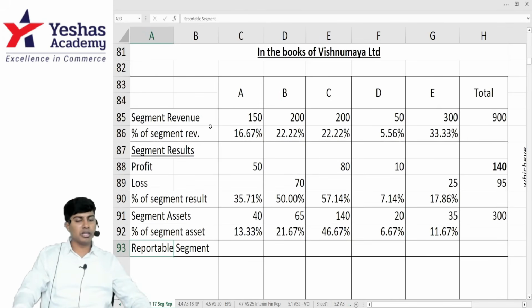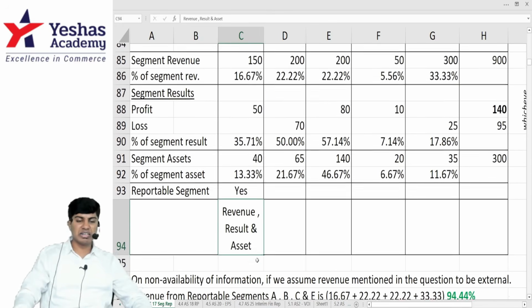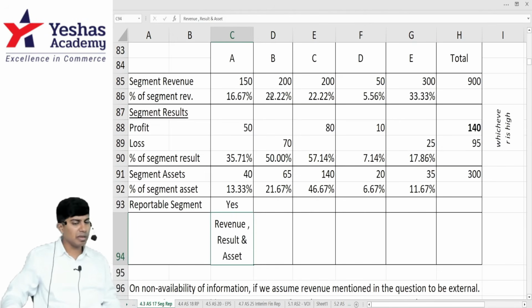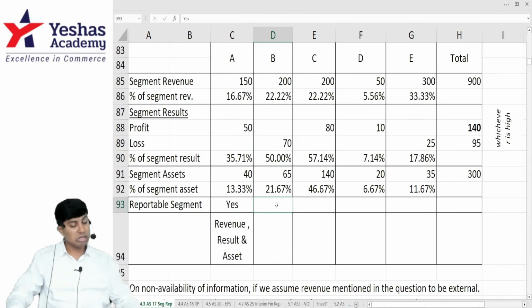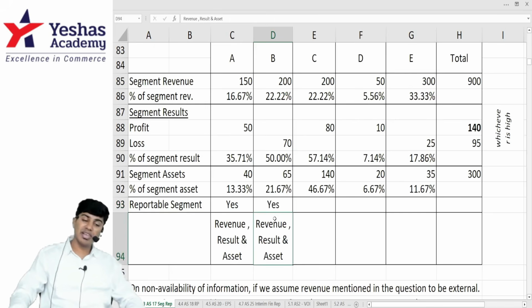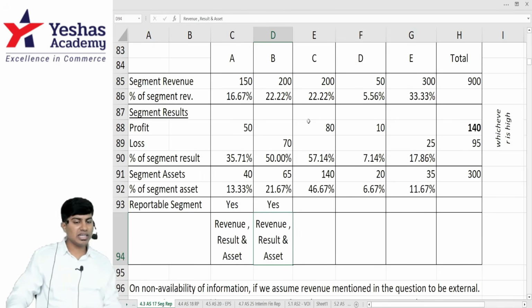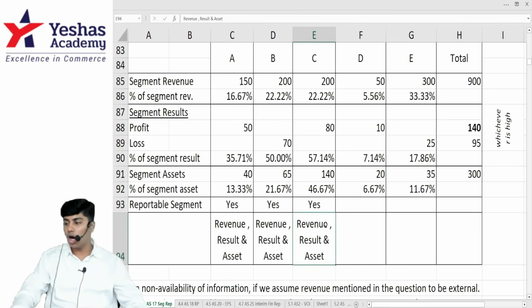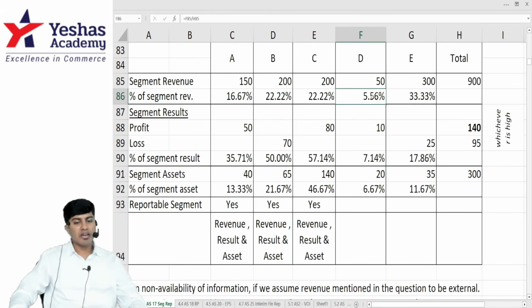Is segment A reportable? 16.67, 35.71, 13.33. What is the reason why it is reportable? All revenue, result, asset, whichever condition you see, it is reportable only. Shall we see B? 22.22, 50, 21.67. Reportable, not reportable? Reportable. What is the reason? All the conditions have been fulfilled. Segment C, 22.22, 57.14, 46.67. Is it reportable? Yes. What is the reason? All.